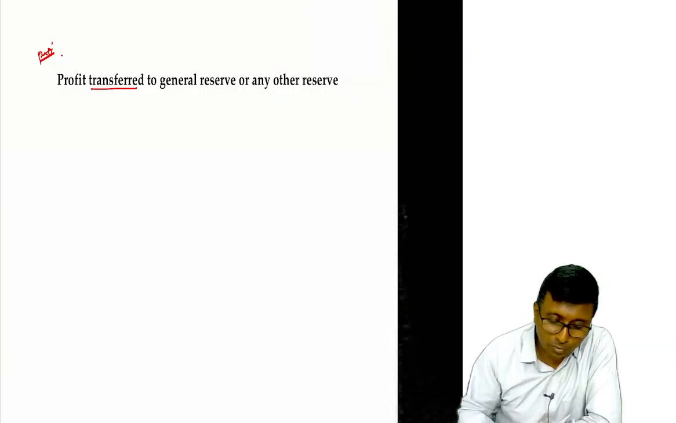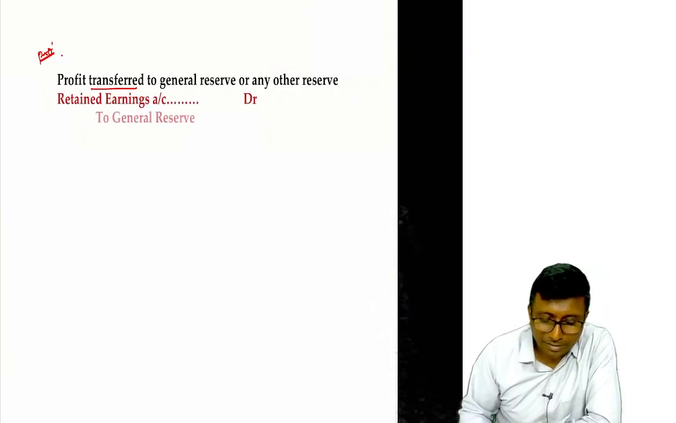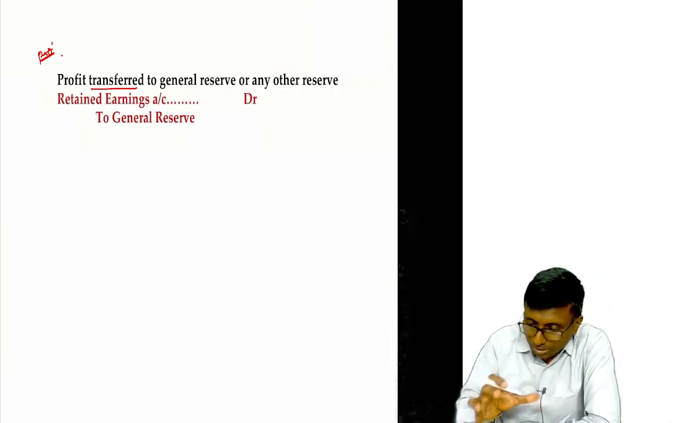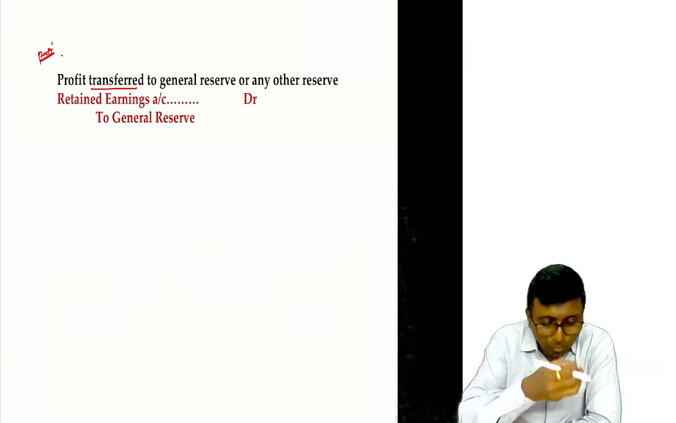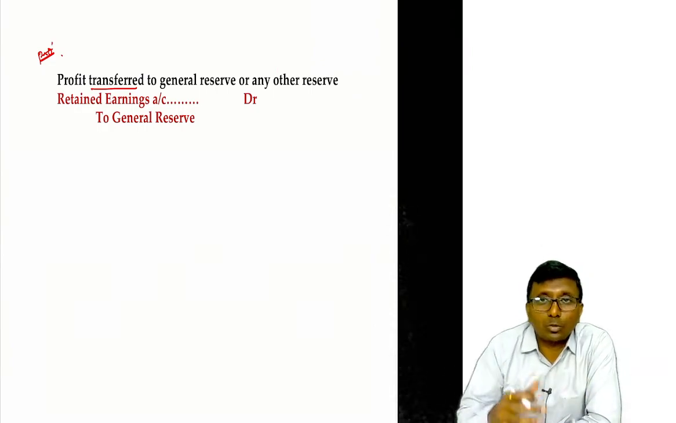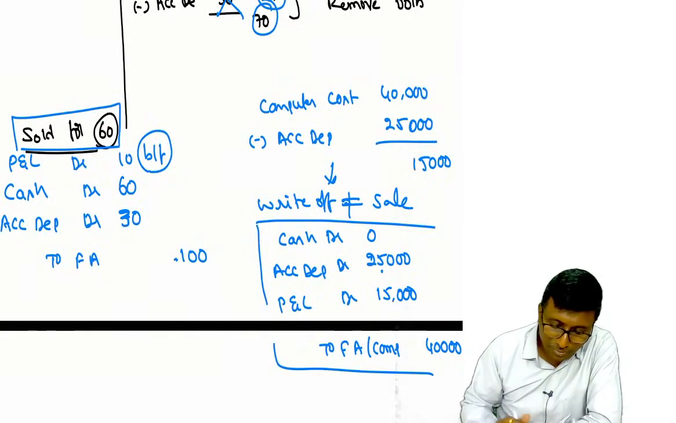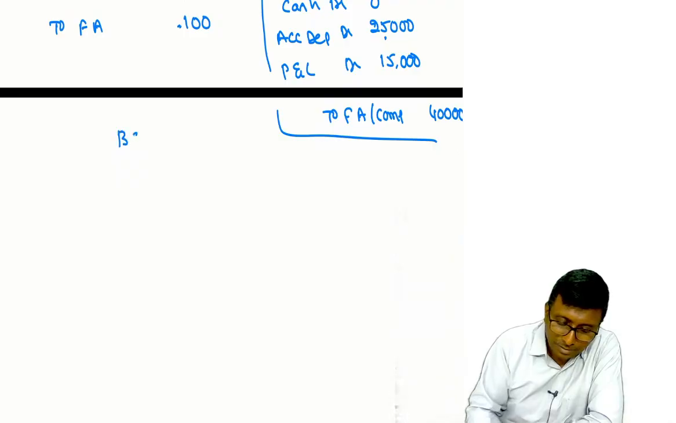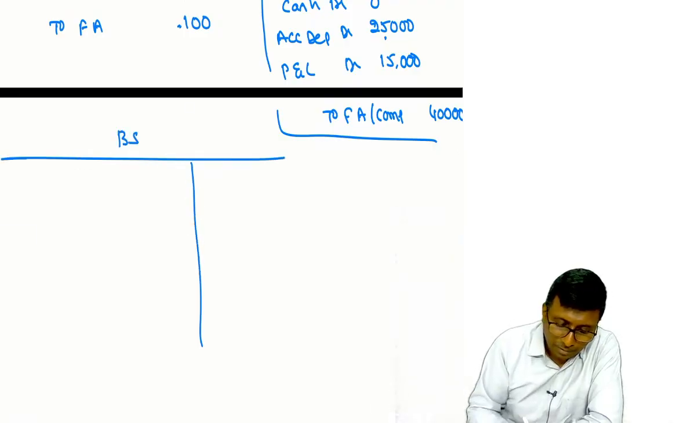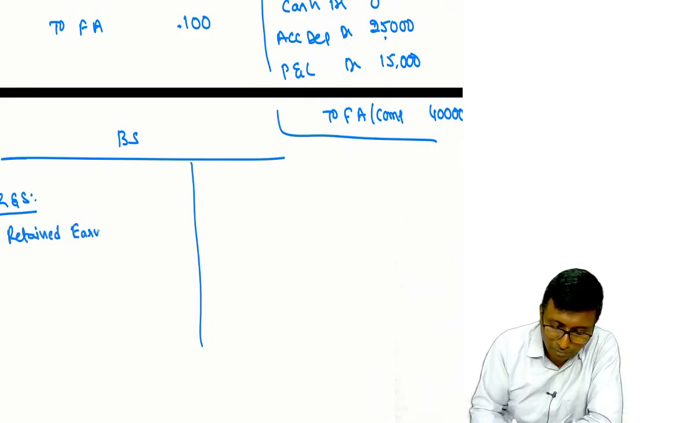I don't want to confuse you more and more. Okay. Retained earnings account debit to general reserve. Whatever you have accumulated should be going out to reserve. Reserve is what we are transferring. I'll tell you like this. Simple. This is the balance sheet. Here reserves and surplus will come. First thing, retained earnings. Retained earnings, as I told you, is nothing but accumulated profits.